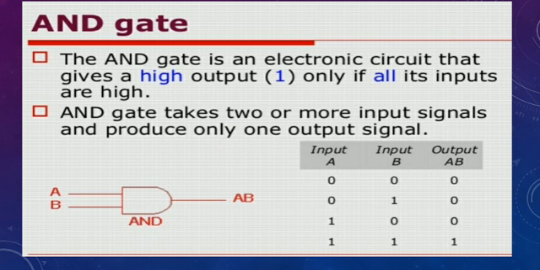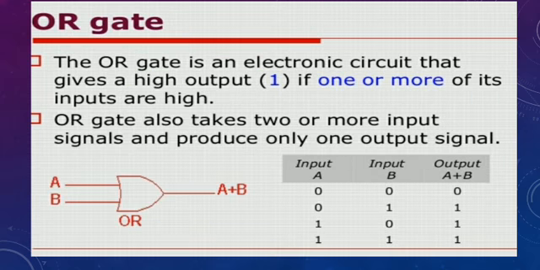The Boolean algebra formula is A dot B. See, this is the symbol of the AND gate: two inputs, only one output. If both inputs are low, the output is low. If any input is low, the output is also low, but only when both inputs are high does it give the high output. Okay students, right.